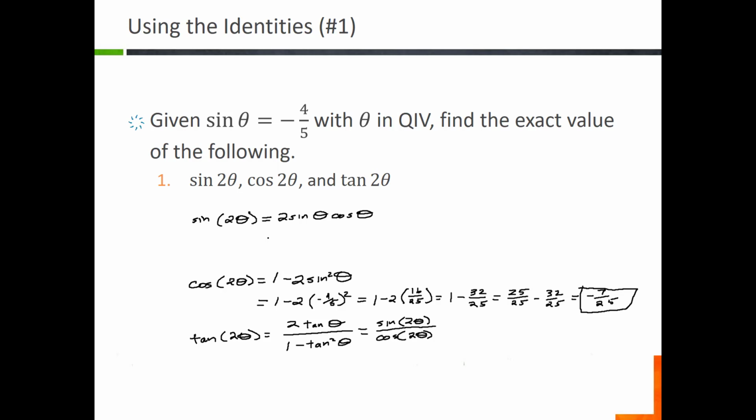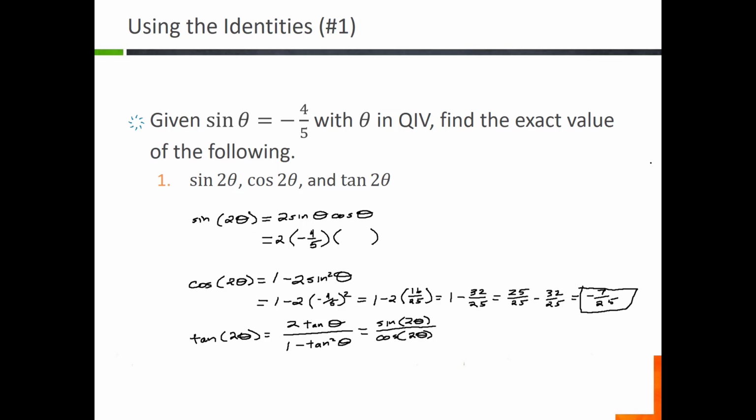So let me go back up here and finish the sine of 2 theta. So sine of 2 theta is 2 sine of theta cosine of theta. So that's 2 times sine of theta, which is a negative 4/5. And then we need to know what is the cosine of theta. Okay, so we're going to have to step to the side and do a little bit of work for this. So let's go back to what we were told.